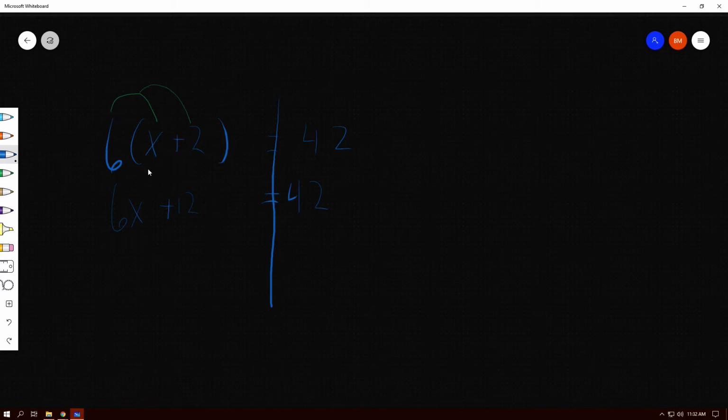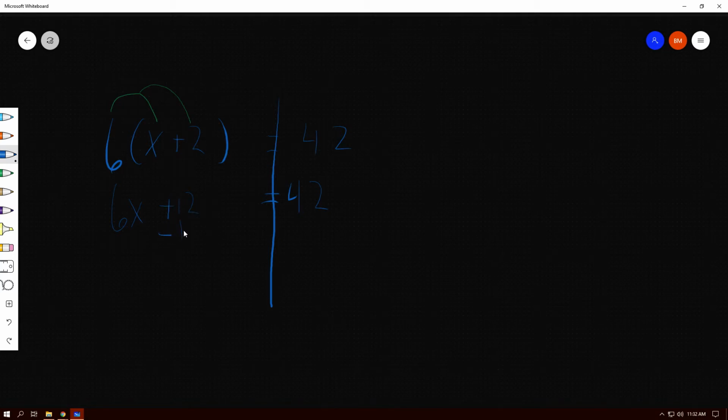Now I'm going to do the same steps I was doing before. What am I solving for? I'm solving for x. What's on the same side as x? Well, the 6 and the 12. What's the furthest away? That 12 is the furthest away. What's it doing? It's adding. How do you get rid of addition? Subtraction.